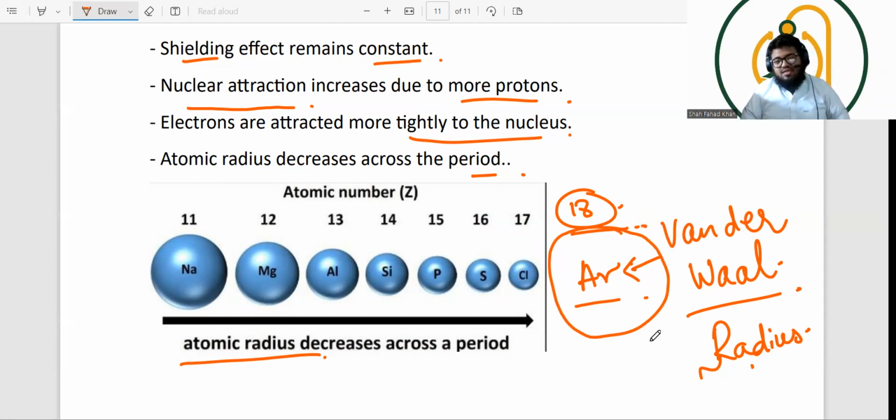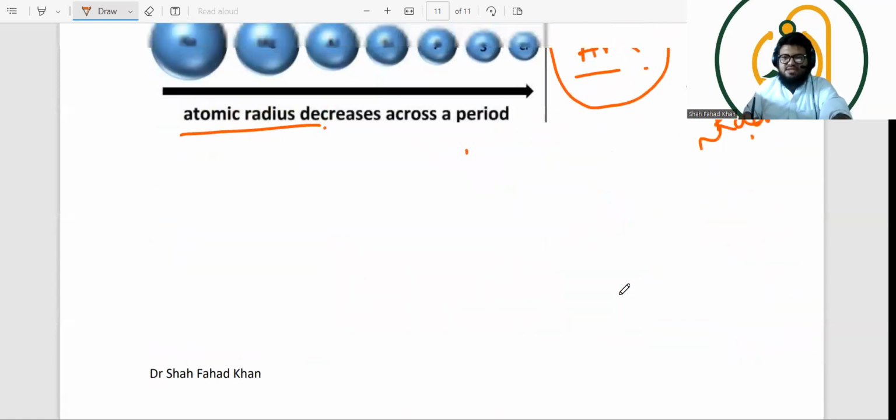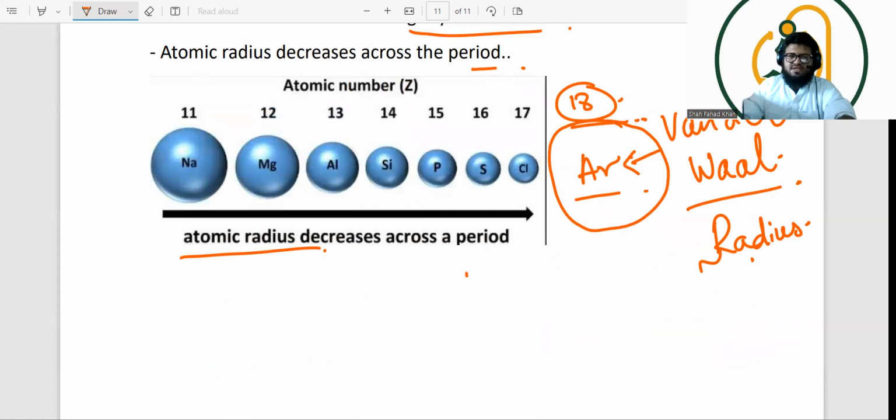All right, and the radius actually becomes bigger all of a sudden after chlorine, and that is because the technique to measure that radius is different. All right, hence it's called a van der Waals radius. And this finishes off the discussion. All right, this finishes off this lesson.